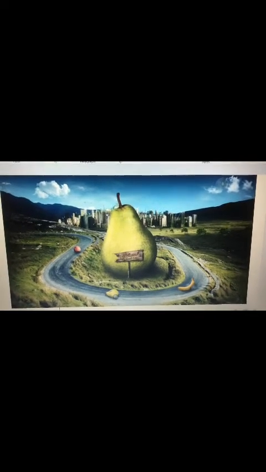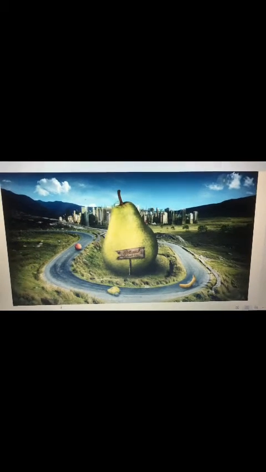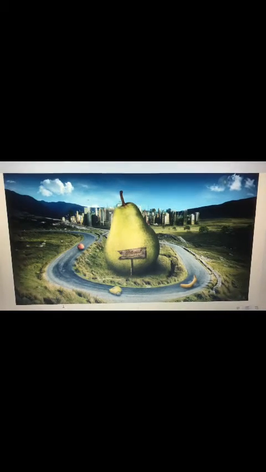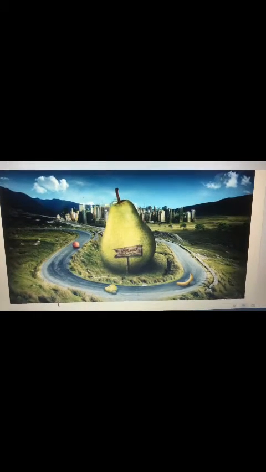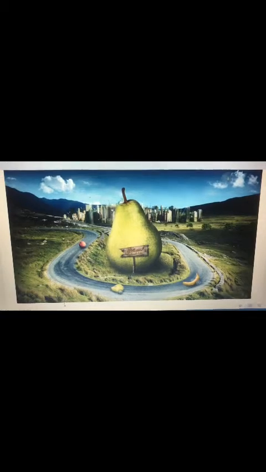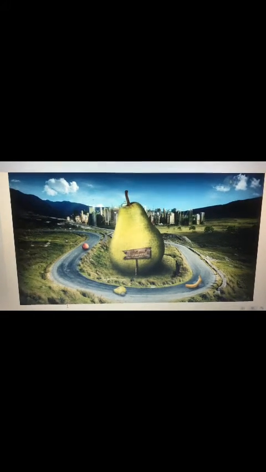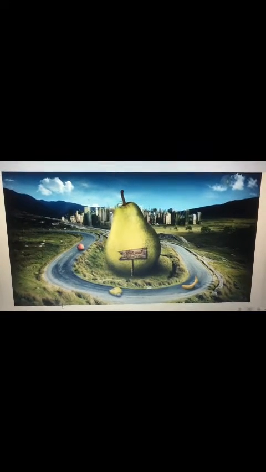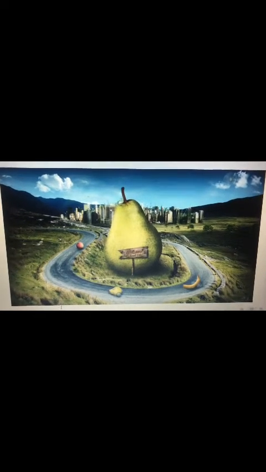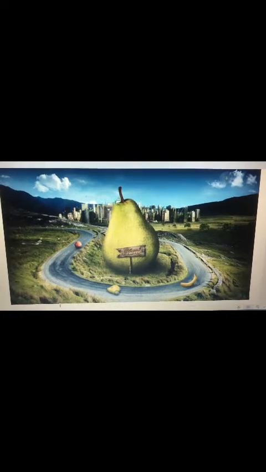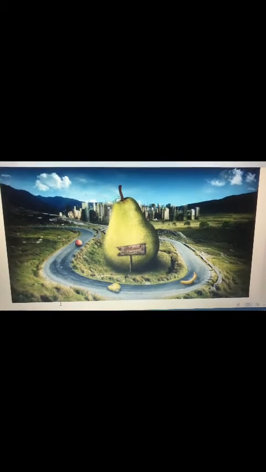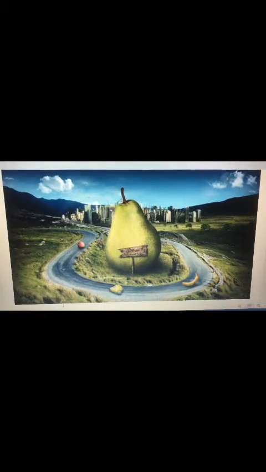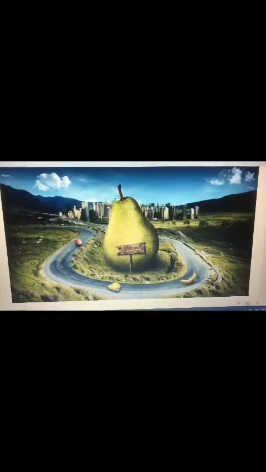So I want you to have a little bit of a think about who the characters could be in this story. What is the setting? Why is there a city out the back? Why is there a road? Why is there a big pear? What time of day is it? And what's going to happen in the story? We also need to think about a possible problem and a solution that we will be able to include in this story as well. So I'm going to show you guys how I would go about planning that now.